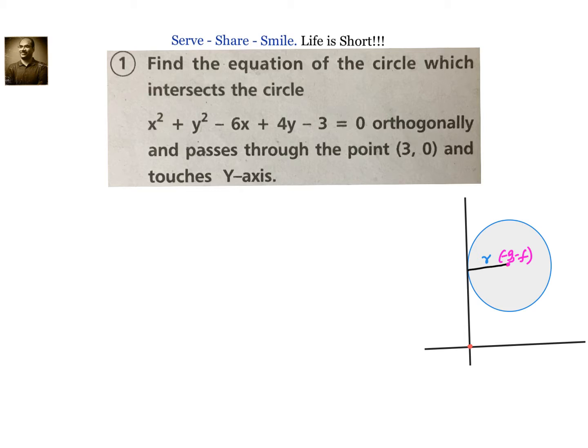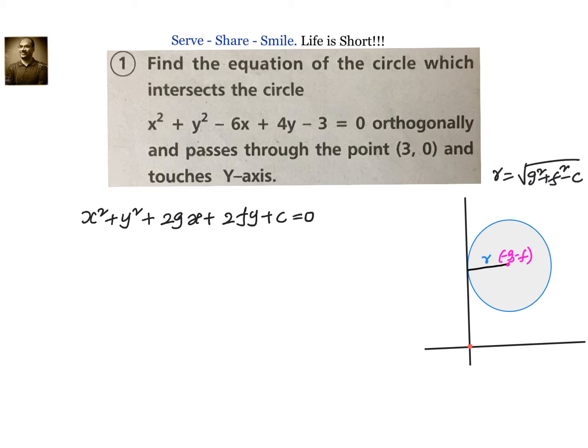Let us see. Before that, we'll write down, let our equation of the circle be x square plus y square plus 2gx plus 2fy plus c equals to 0, with center as (minus g, minus f) and radius equals to square root of g square plus f square minus c.